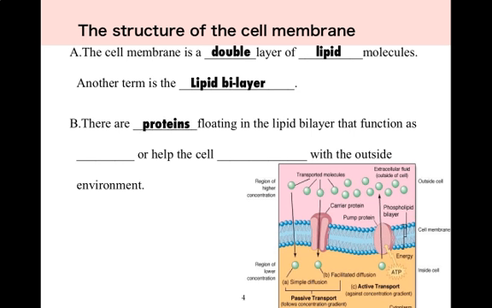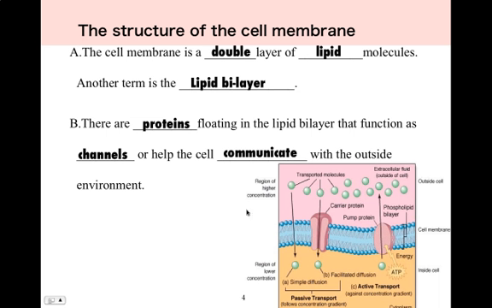There are proteins floating in this lipid bilayer that function as channels or help the cell communicate with the outside environment. So you see here we have our lipid bilayer. Each of these little blue ball things with the tails on it is a layer of lipids. So we have one lipid layer here and another down here. So see, two layers: a lipid bilayer.